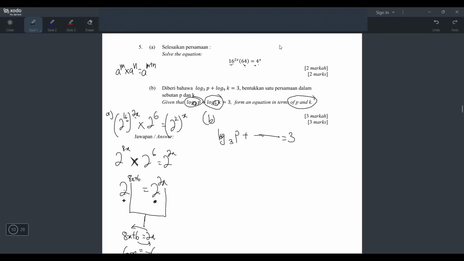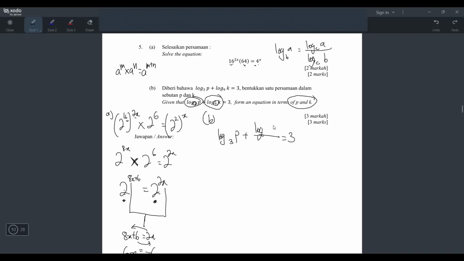So do you remember the changing base formula? If I have log A base B, and I want to change to log base C, what you do is you write log A on top, and then for the log base, which is log B, you write at the bottom. And for the base, you can put any base you want, any base that you want to change to. For example, if you want base C, then you put base C. Okay, this question I will use this formula.